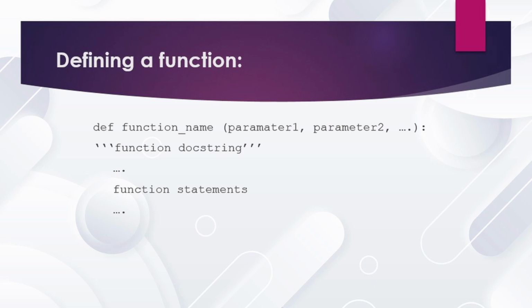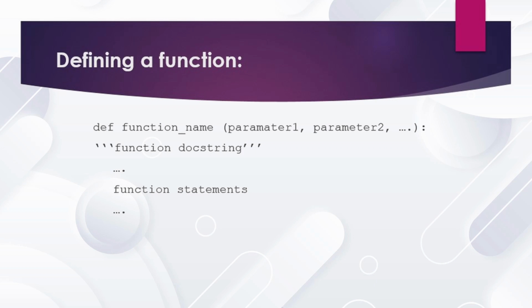Immediately after the parenthesis, a colon is used to indicate the beginning of the function body. The function body consists of one or more indented statements collectively referred to as a suite. Typically, the first line within the function body is a docstring, which is a descriptive string enclosed in triple single quotes or triple double quotes and is used to explain what the function does.